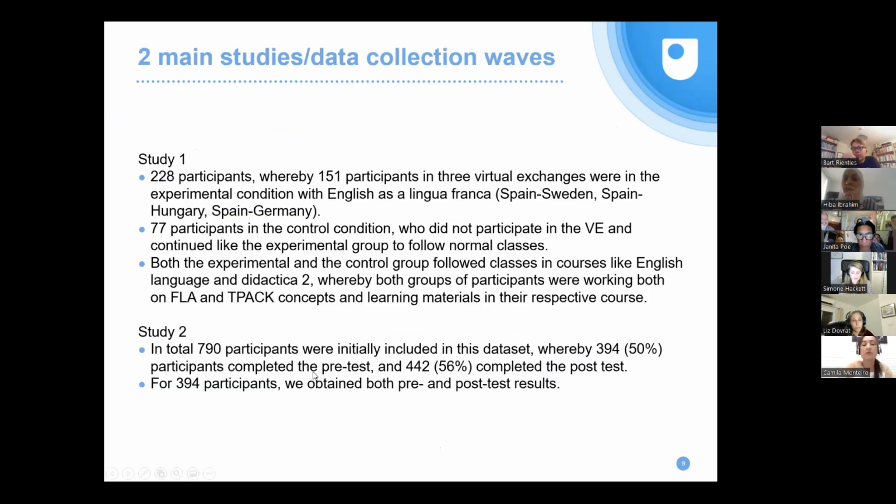So we basically divided the study into 2 phases. In phase 1, we did an RCT, a randomized control trial study, where in this case, 151 participants from Sweden, Spain, Hungary, and Germany were randomly allocated to the treatment group or the control condition. And basically the control condition was then following just normal classes. And the correct term is delayed treatment design.